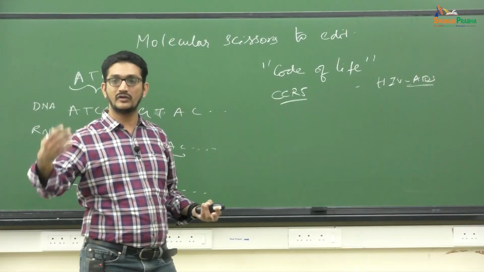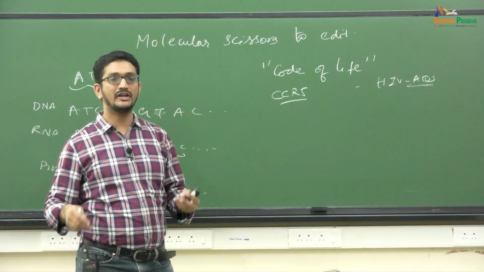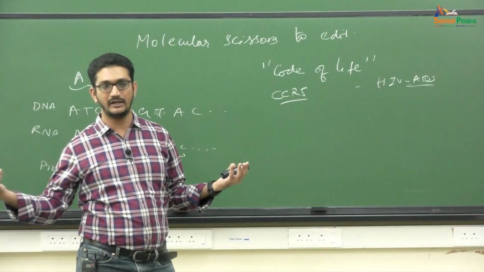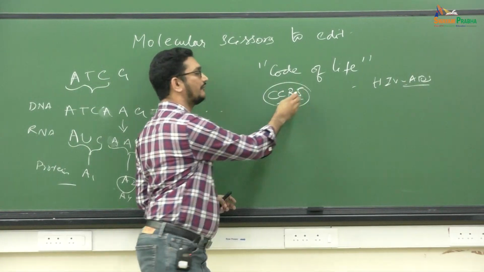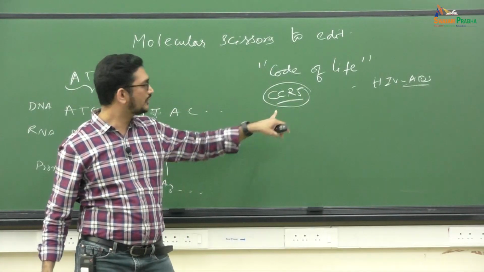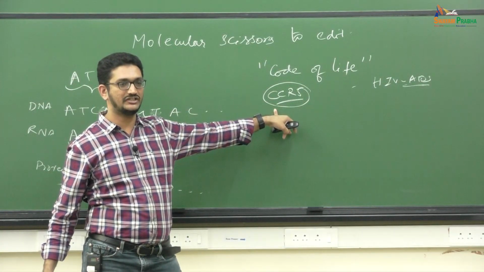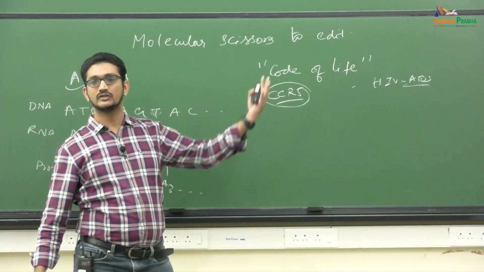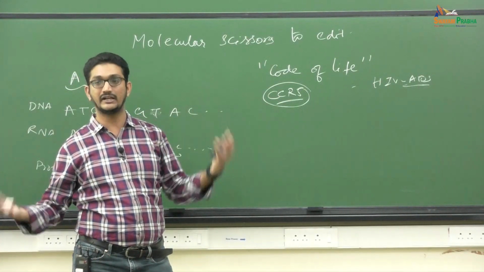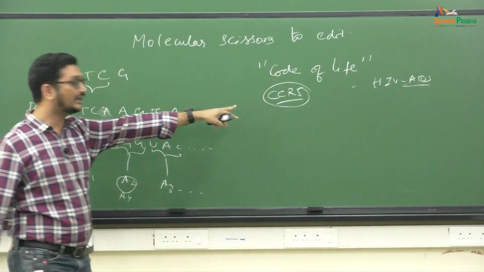Now suppose you want a human population that cannot be infected by HIV/AIDS. If this CCR5 doesn't have any functional role, you can always delete this particular CCR5 gene from your body. So in the embryo itself, you can delete the CCR5 gene, so this virus cannot even enter, right? So you can do that editing.